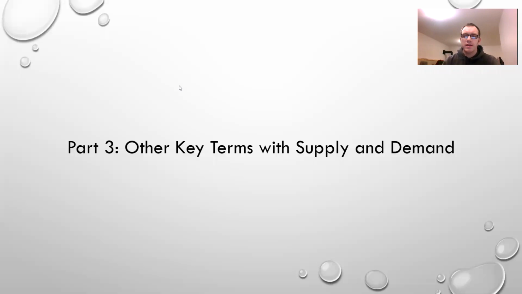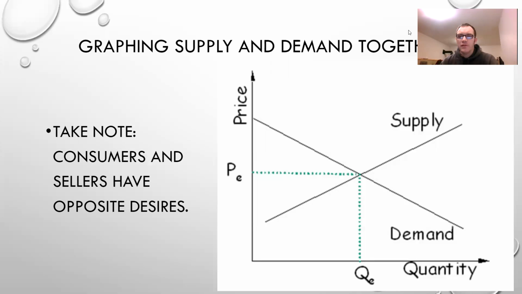Hello, everybody. We are on the last section of the Micro 2 unit, part 3, other key terms when it comes to supply and demand. So I'm going to keep this simple, keep it brief, because you've been listening to me for long enough. So here we go. First off, we have to look at how you graph supply and demand together?